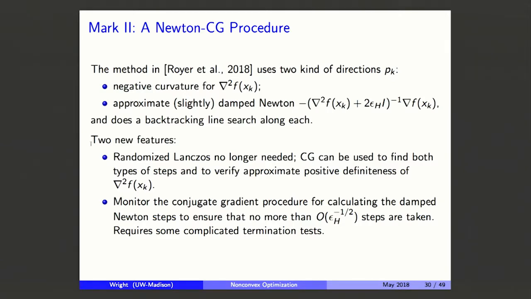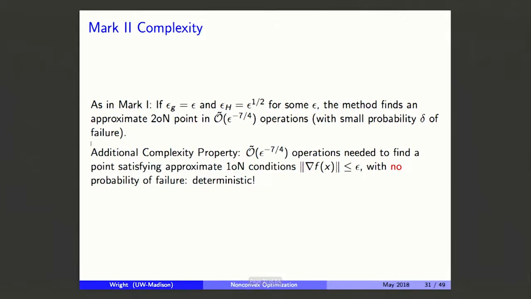Or we can engineer things so that it stops after that many iterations. So in this method, we really are just doing Newton, and we can just do Newton and conjugate gradient, okay? We don't necessarily need any other tools anymore. And we end up with the same sort of complexity expression, order tilde, that means I'm ignoring log epsilon factors, here, epsilon to the minus 7 over 4.